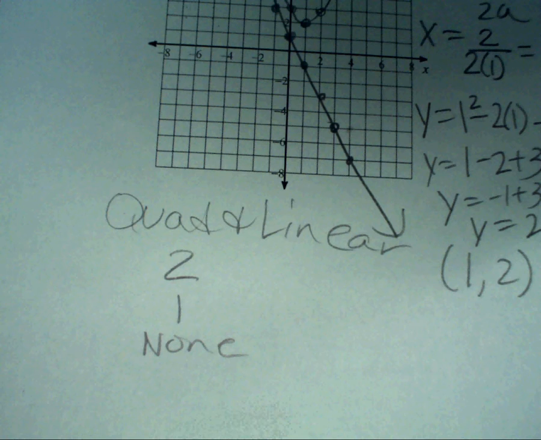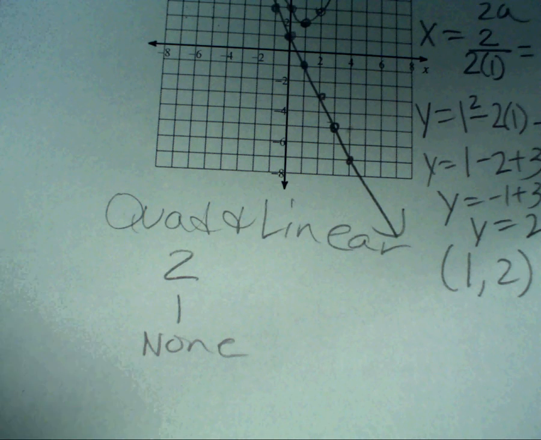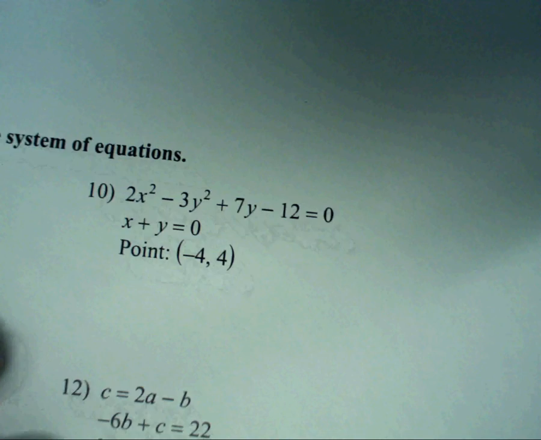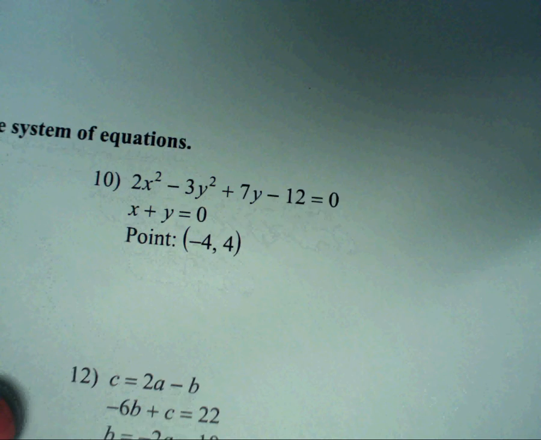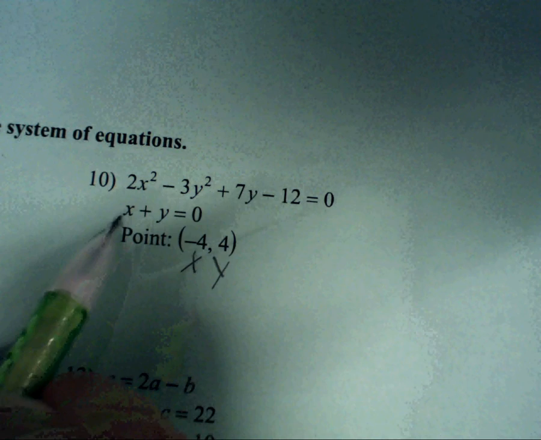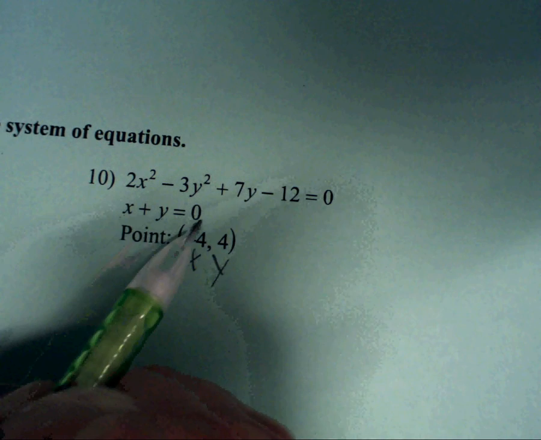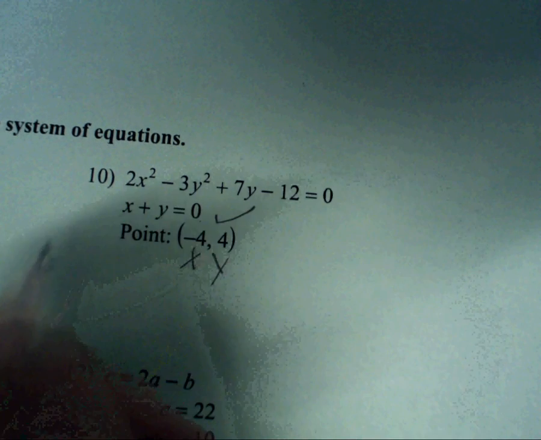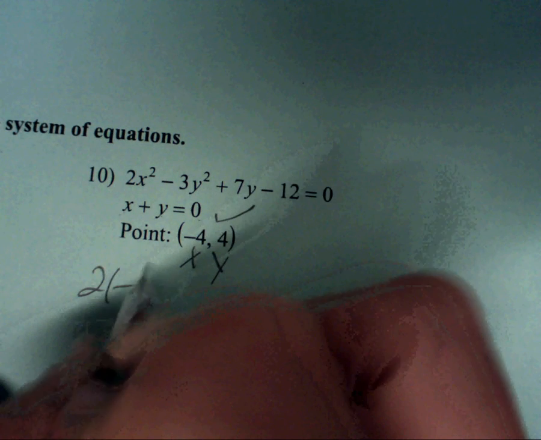I will not be working 8. It is quite a challenging problem. You would need the quadratic formula in the end or a calculator. I will go ahead and work number 10. So number 10 is like number 9. I will just take my x and my y and plug it in for both. We can obviously see in the second one, negative 4 plus 4 is going to be 0. So that one's going to check out.